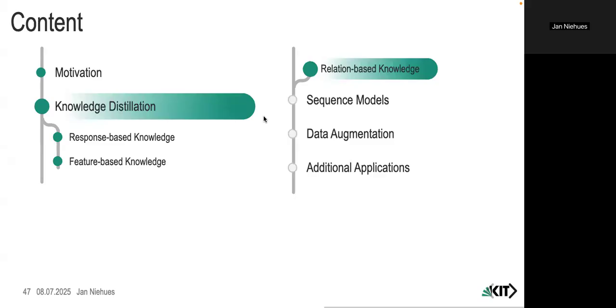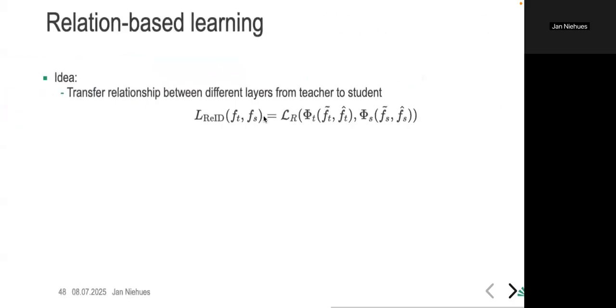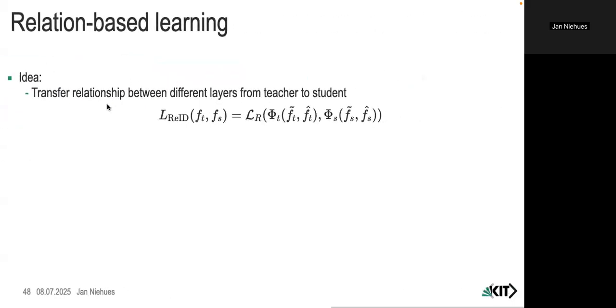Good. So the last thing we want to have a very brief look at is what is called relation-based knowledge. In that case, we want to transfer the relationship between different layers from the teacher model to the student. So what we are doing is we are looking at two layers of the teacher model and two layers of the student model. We are comparing the features of these two layers of the teacher model and the two layers of the student model. And then we are saying the difference between these two should be the same, and the interaction between these layers should be the same.